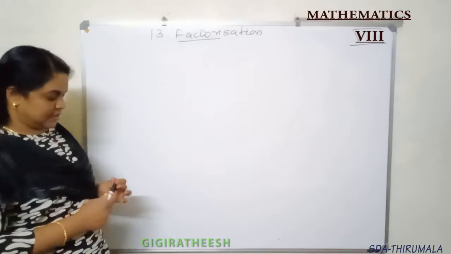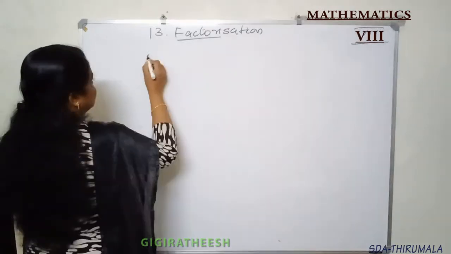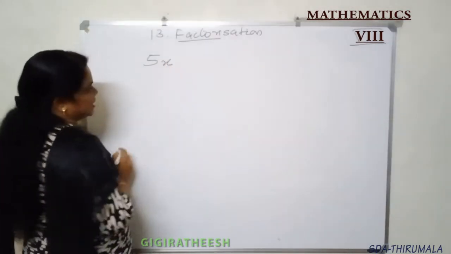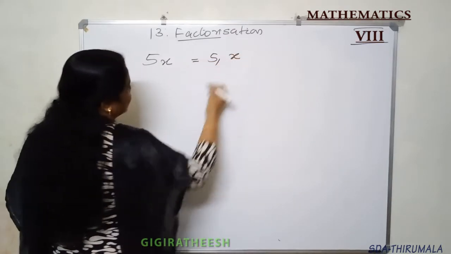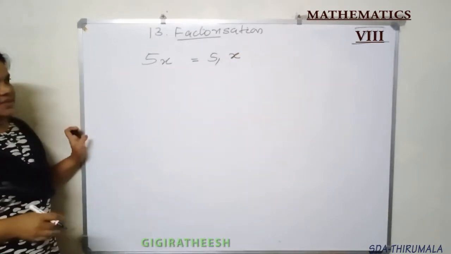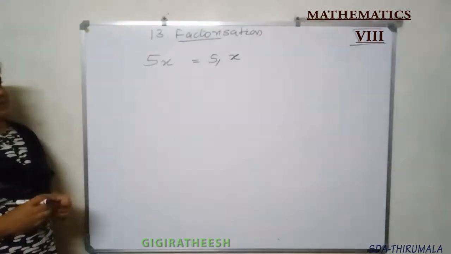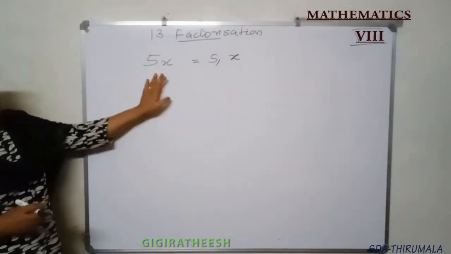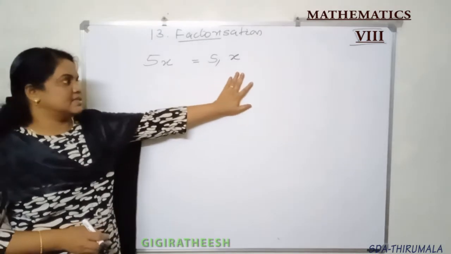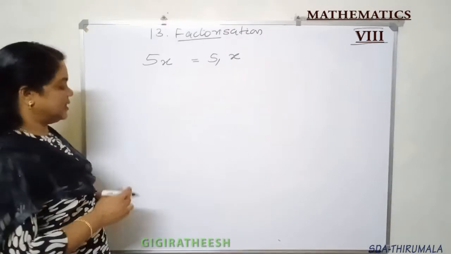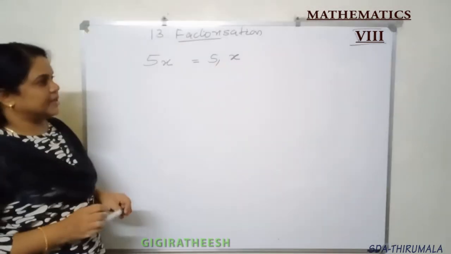If 5x is an expression, the factors of 5x are 5 and x. And what is factorization? That is factorizing 5x. While factorizing 5x, we get the factors 5 and x.